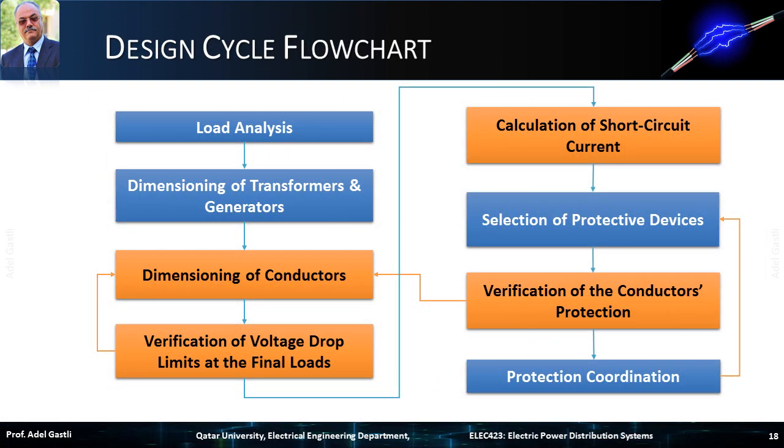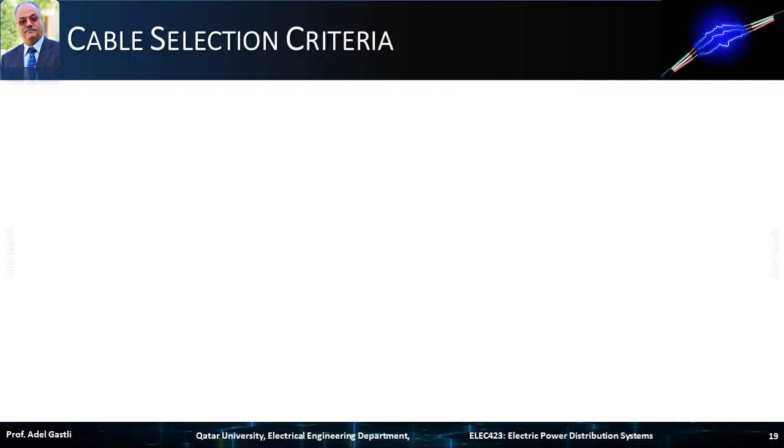Recall this design cycle flowchart that I presented during the course introduction. The cable selection criteria is highlighted in orange color. There are mainly 4 steps to follow, in order to finalize the cable selection. The first 3 are covered in this chapter, but the 4th one will be covered more after the chapter about power distribution system protection. So, there are mainly 3 steps to follow, during the selection of the power distribution cable, for a specific feeder.